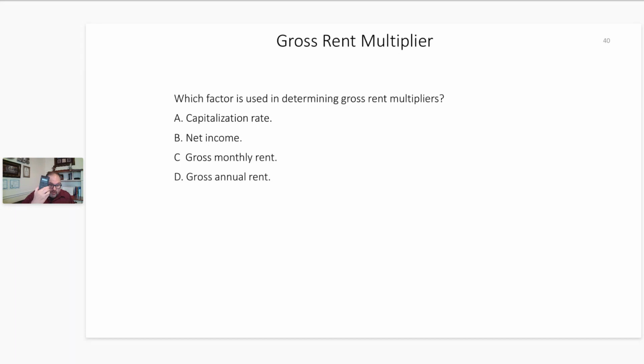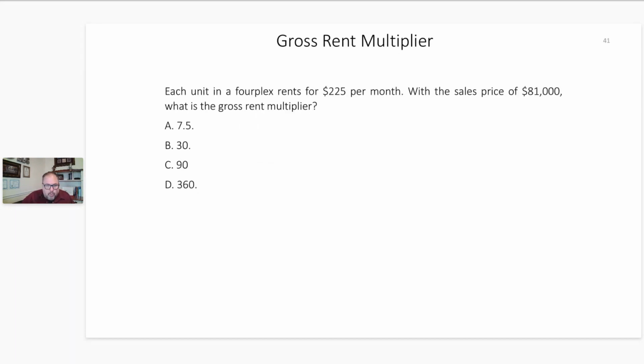Now, the second question is a calculation. So get out your calculators right now, and I want you to work this problem. I'm going to give you about a minute and a half. Each unit in a fourplex rents for $225 per month. With a sales price of $81,000, what is the gross rent multiplier? Go ahead and work that out.